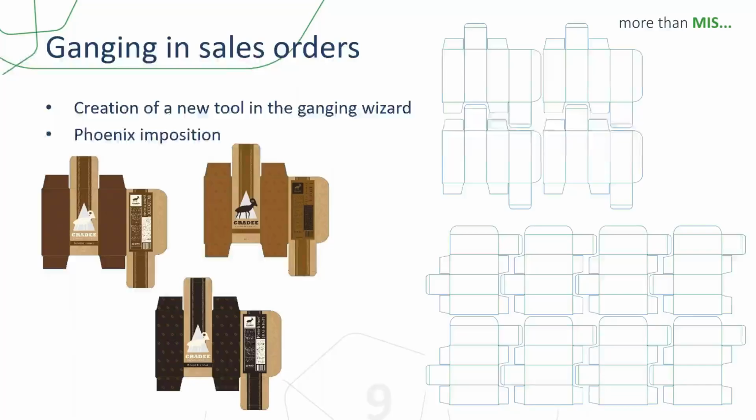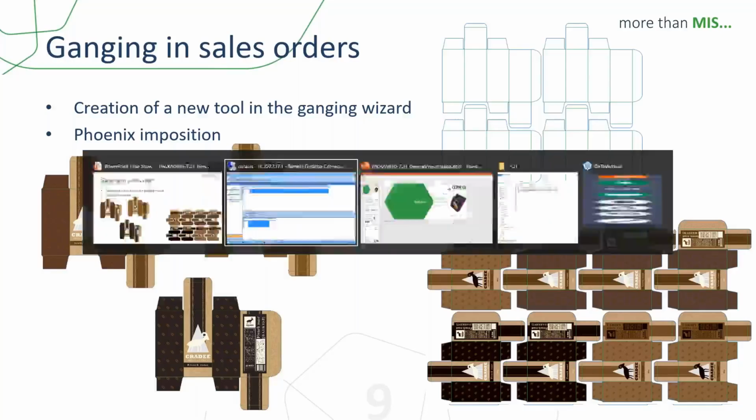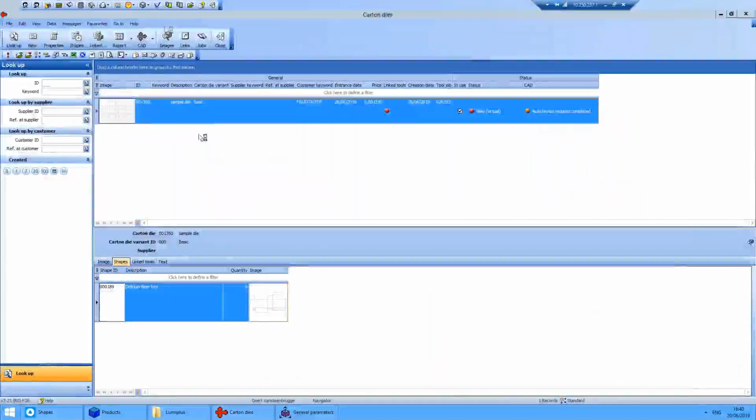These are two examples. And then within the ganging, we gang different products using the Phoenix imposition tool, and to come to this imposition where these boxes are placed according to the die cut tool. Let's have a look there.